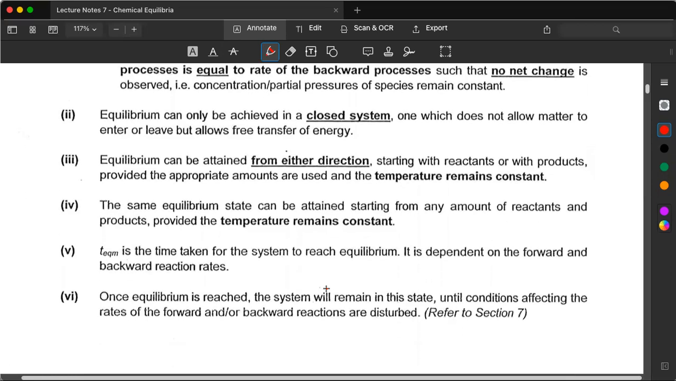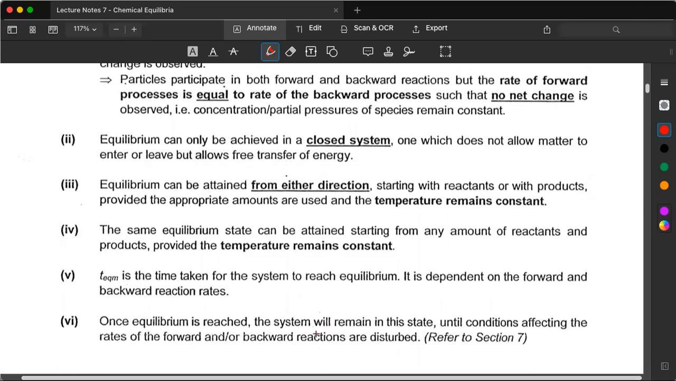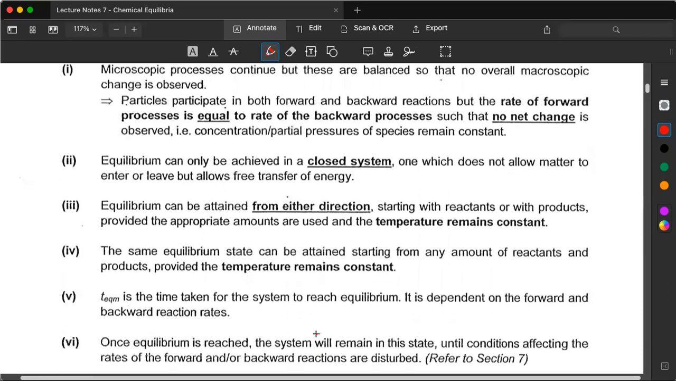Now, the same equilibrium state can be attained starting from any amount of reactants and products, provided the temperature remains constant. So there's one important factor we need to consider: in all these situations, the temperature has to be kept constant in that closed system. So we need to make sure that we are talking about a closed system where there's conservation of mass and the temperature will remain constant.